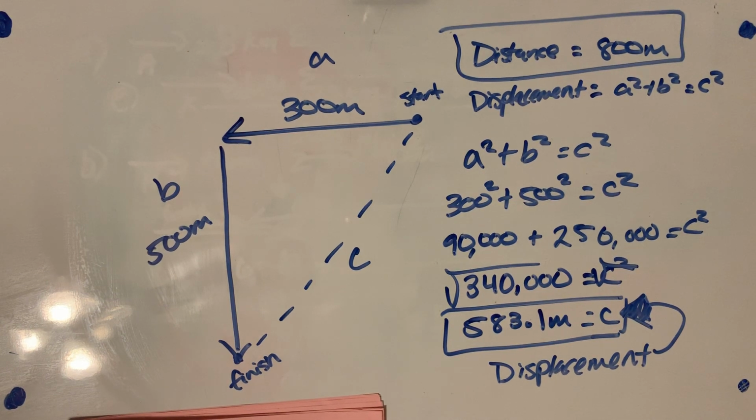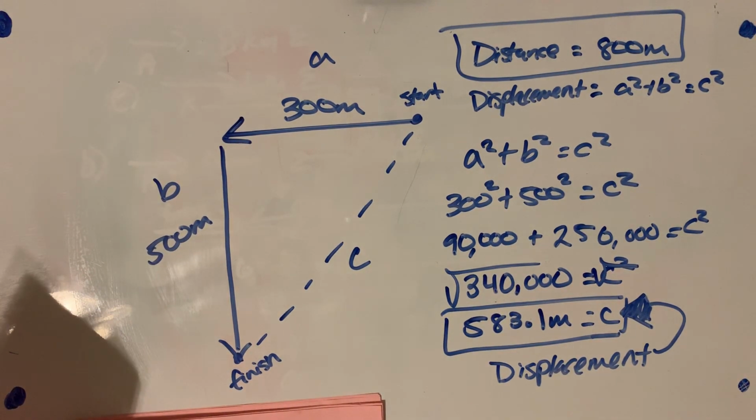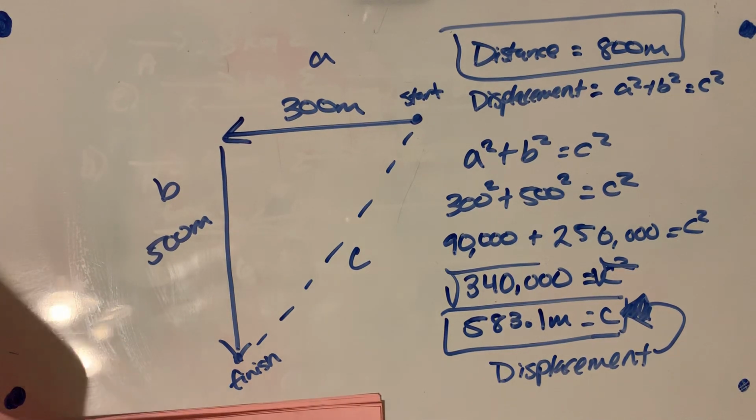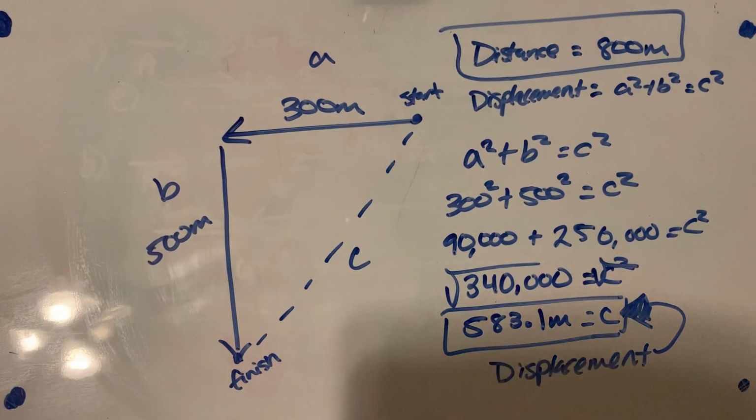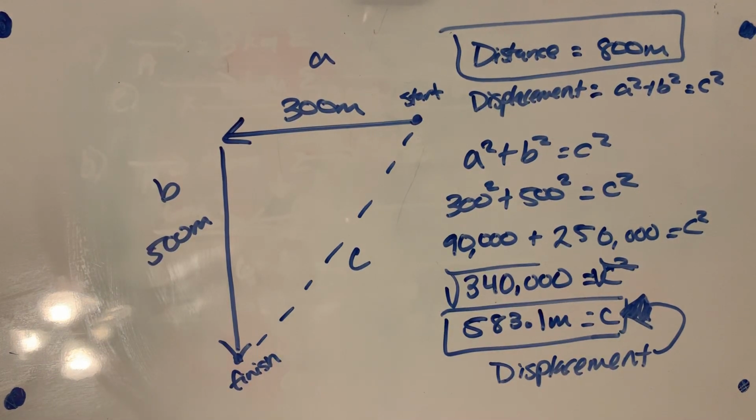So really, this is a review because we just did it at the very beginning. Okay, displacement, a squared plus b squared equals c squared. Right triangle, you're always trying to create that right triangle. Okay, so that was number 3. You're gonna turn the page, and we're gonna do number 4 on the back side.